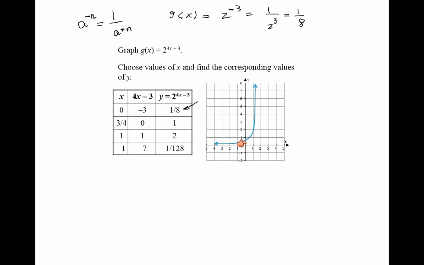If x equals 1, 4x minus 3 would be equal to 1. Then g of x would be 2 to the power of 1, which is equal to 2. And finally, another point, if x equals negative 1, 4x minus 3 would be equal to negative 7. Then we can find the value for g of x, which is equal to 1 over 128. So we can locate these numbers. You can see the shape of this is very similar to the one we saw earlier.